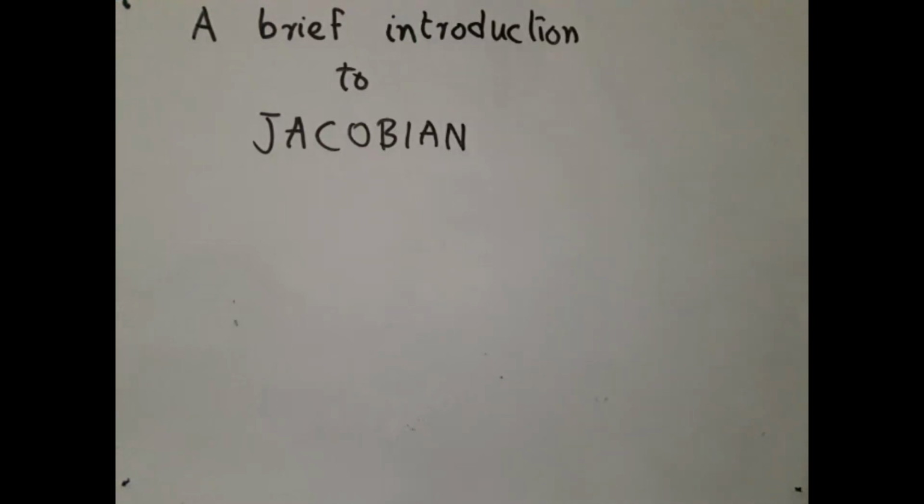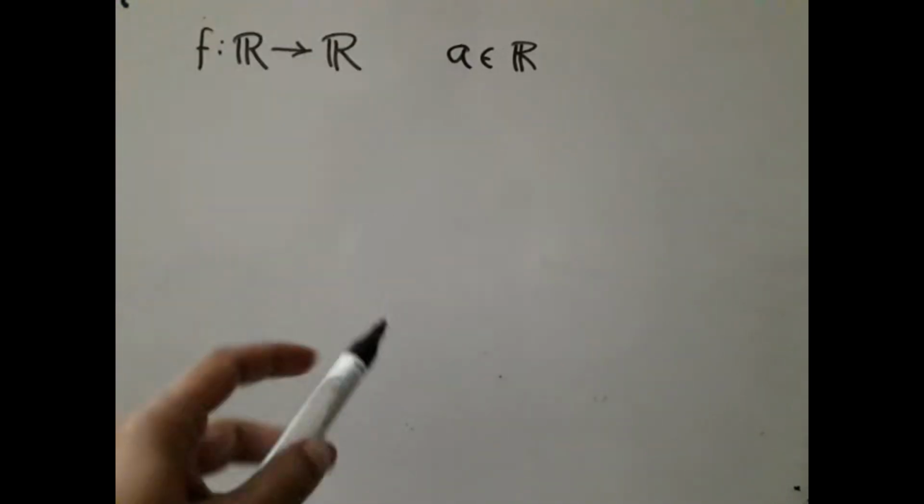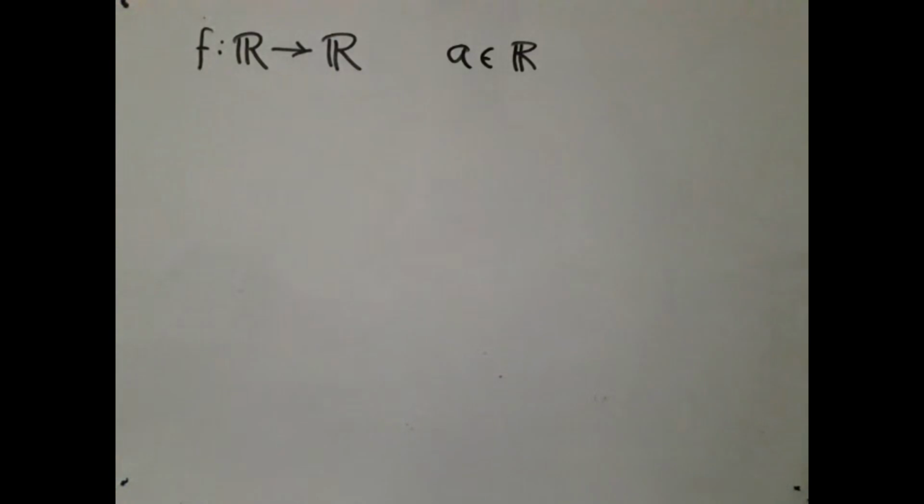This video will provide a brief introduction to Jacobians. We shall start with reviewing the very basic definition of differentiation as we learned in calculus. We have a function from R to R and some point A in R.